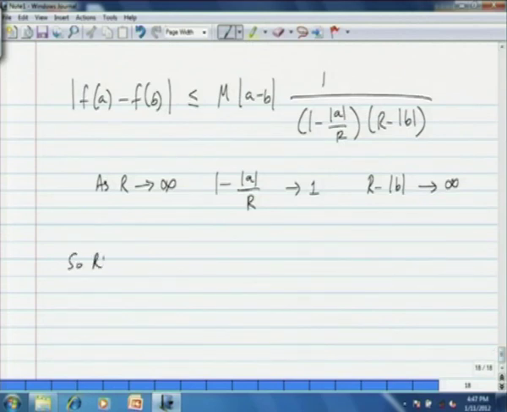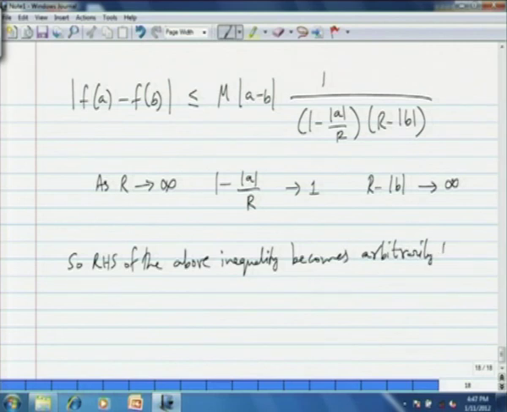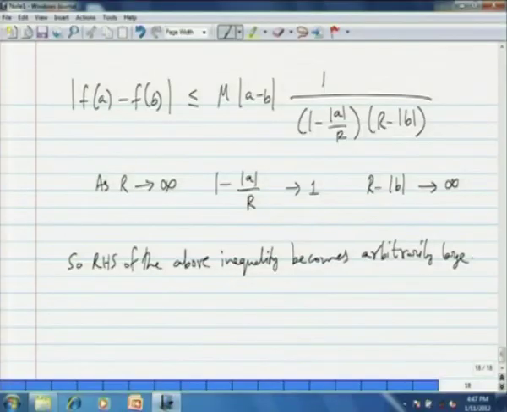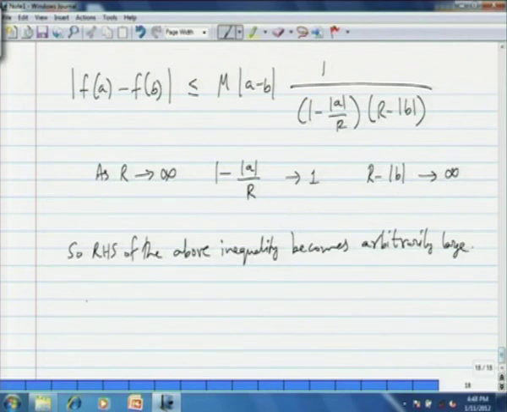So, the denominator in the right hand side expression of the inequality becomes arbitrarily large. So, the RHS of the above inequality becomes arbitrarily small. And that is how large we want r. So however much we want modulus of f of a minus f of b to be smaller, we will make r that much larger. So that gives us that modulus of f of a minus f of b is arbitrarily small, since the RHS tends to 0 as r tends to infinity.